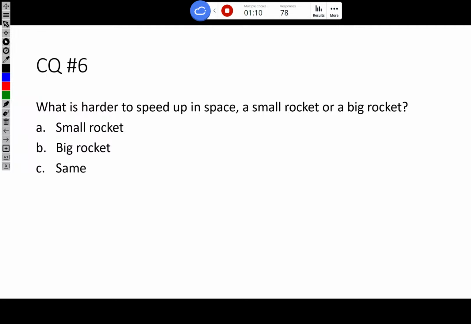To clarify here, when I say small rocket and big rocket, I mean the big vessel. They have the same engine on them, let's say. It's literally just one's small, one's big, size-wise. Replace this: what's harder to speed up in space? A small car or a big truck? Alright, so in your case, the weight is what matters. What do y'all think?